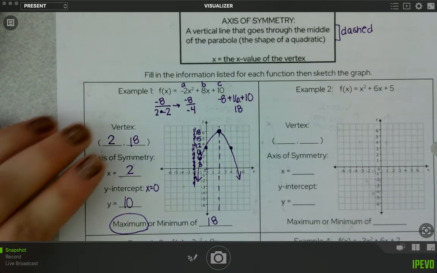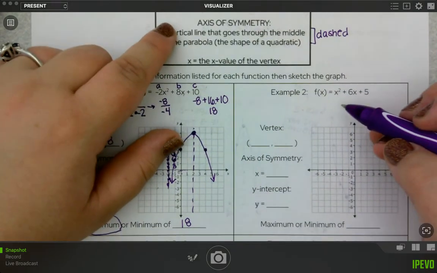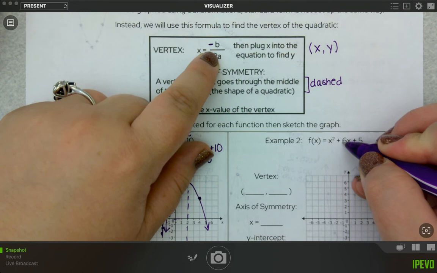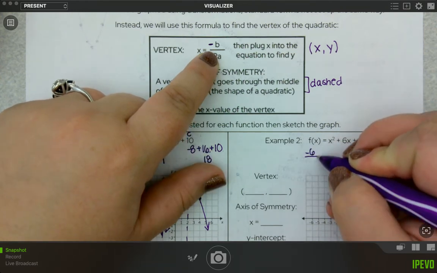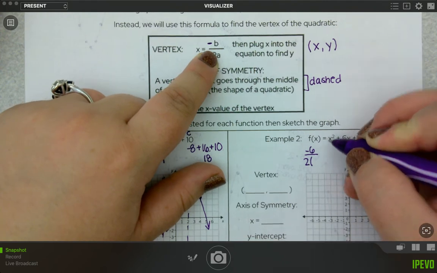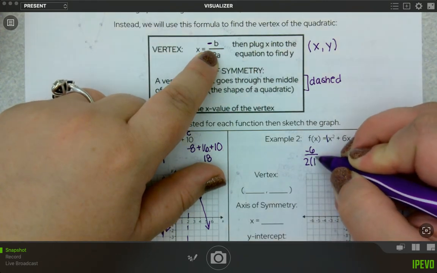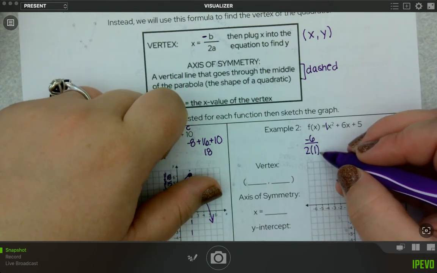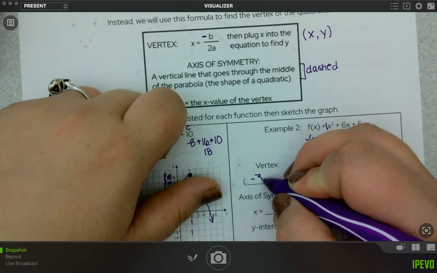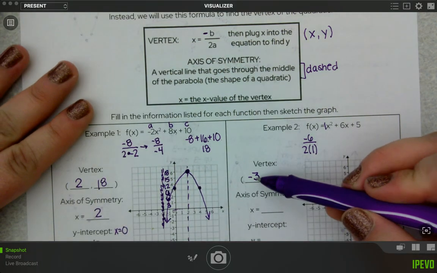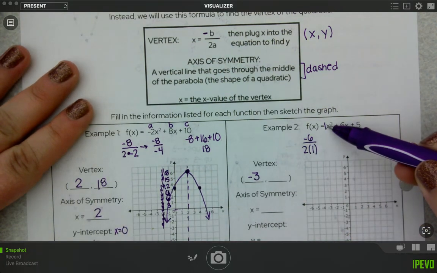Perfect. Next one. X equals negative b over 2a. So negative 6 over 2 times, there's no a value, so you can put a 1 if you want to, which is really negative 6 divided by 2, which is negative 3. And then we need to take negative 3 and plug it back in. Negative 3 squared is 9.